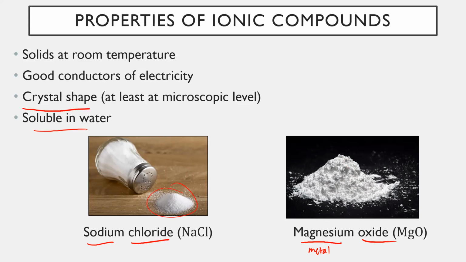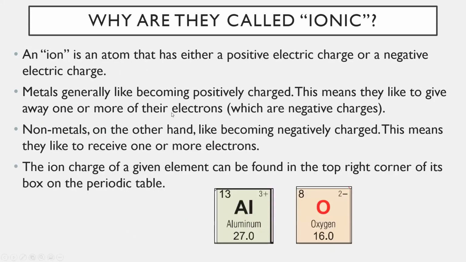Our focus for today is we'll want to try naming these. Now, why are they called ionic? My little rule earlier where I said it looks like iron, that's not really why. That's just something that helped me remember. Here's why they're called ionic. An ion is an atom that has either a positive electric charge or a negative electric charge. So if you were to take a single atom and give it a charge, whether it's a positive charge or a negative charge, it would become an ion.